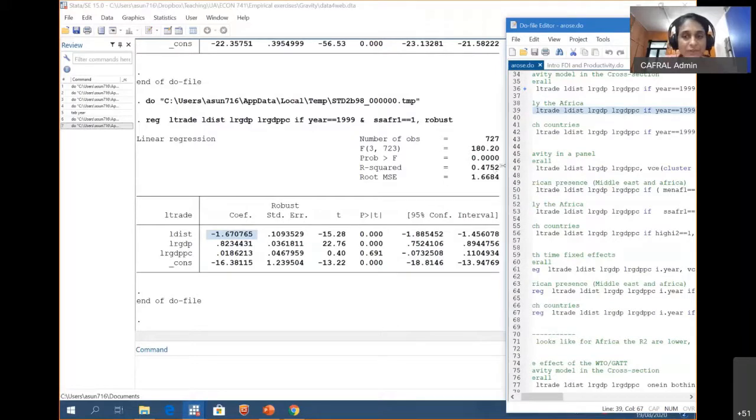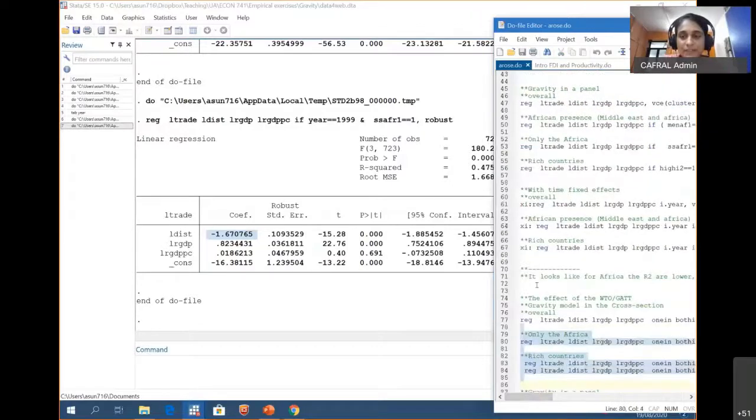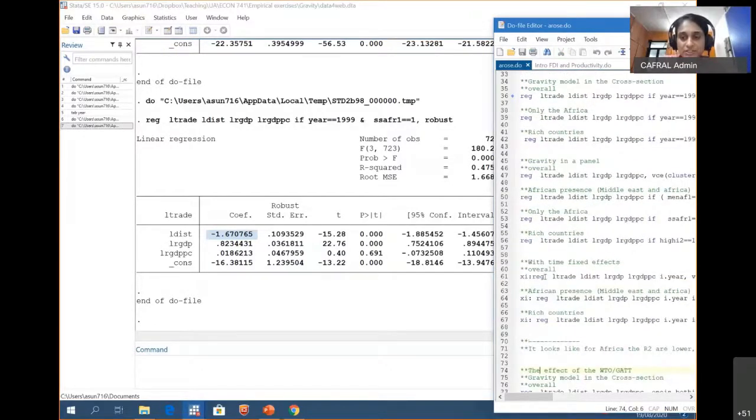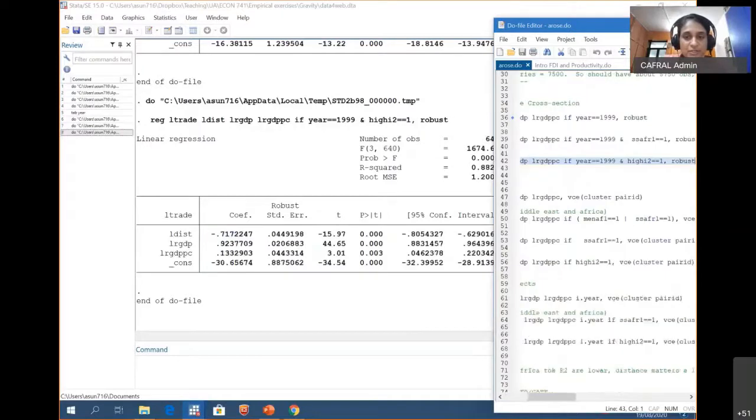And that is again to be expected because this model performs much better for rich countries. Doesn't mean that you cannot use it for other countries. It's just that it's the way the data is structured. Yes, data availability also matters, of course. So that can also drive some of these observations. So if you do this for rich countries, you will get much better fit, 0.88. So this is quite a good R squared here.